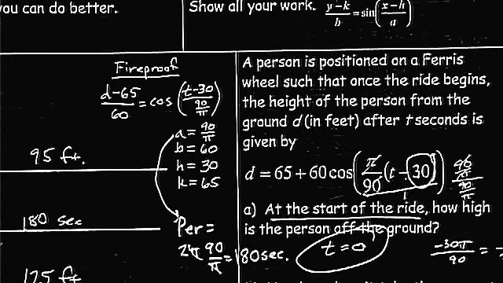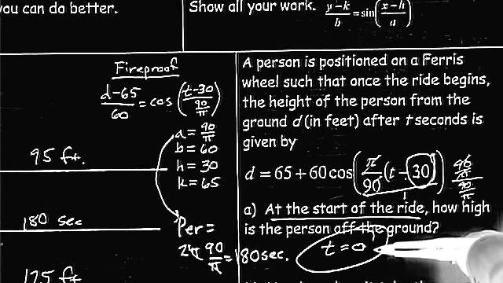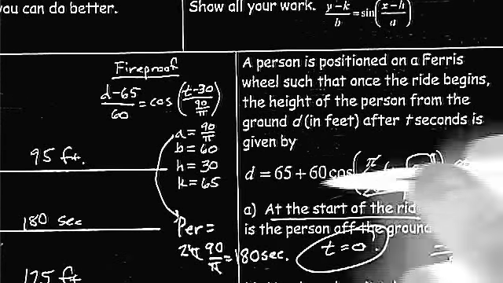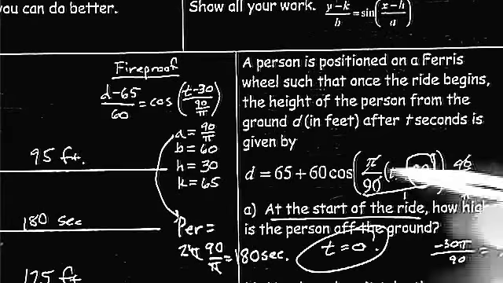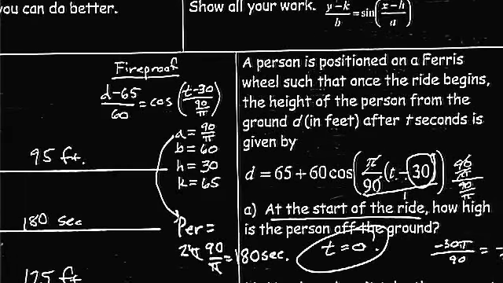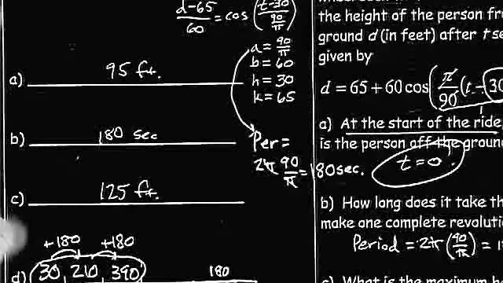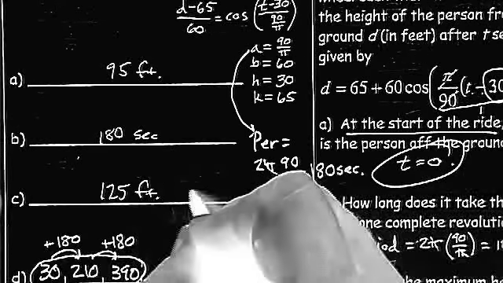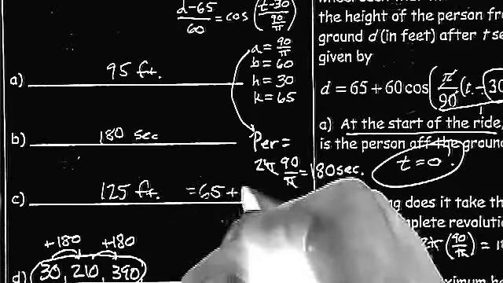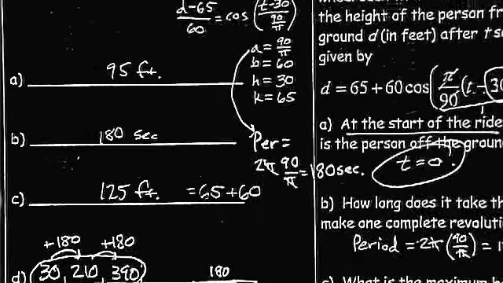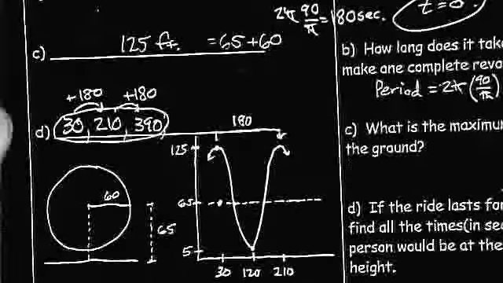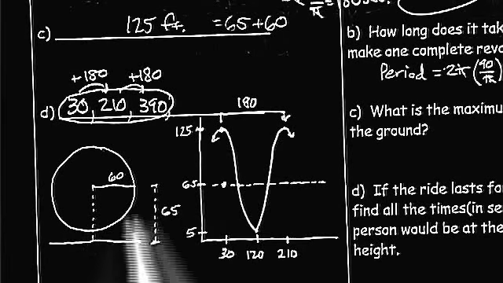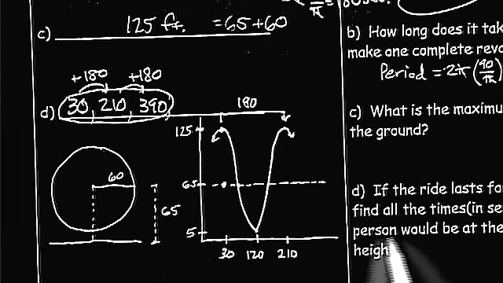Time 0 for the first question was plugged into the equation for T, and then you can use simple algebra calculations and find out that the height above the ground was 95 feet. We found out the maximum height was 125. That was found by taking the center of the wave and adding the amplitude to come up with that value. And we also compared in class the actual Ferris wheel circle compared to the center, or compared to the wave.